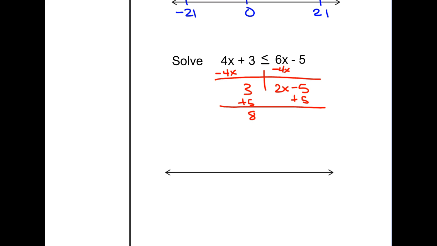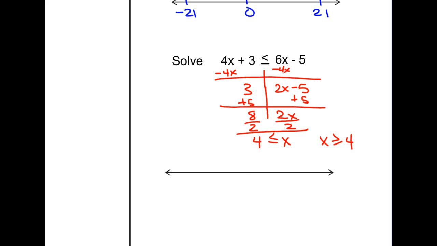So we get 8, and we get 2x. Again, we haven't multiplied or divided by a negative number. We're dividing by a positive number. So we get 4, and we get x. And since it's a positive number, again, they're going to stay the same. Again, I'm going to flip-flop this, and I'm going to make it x is greater than or equal to 4.